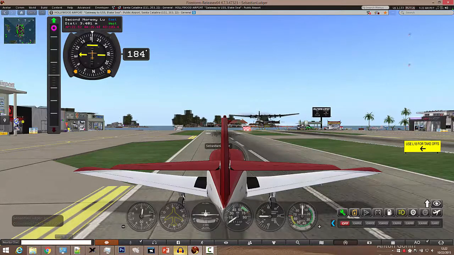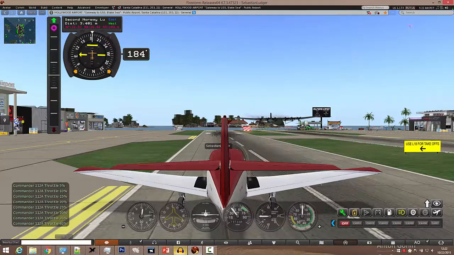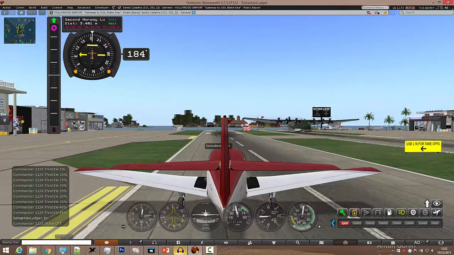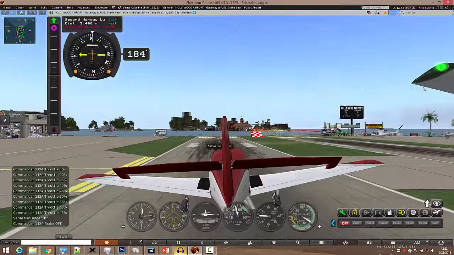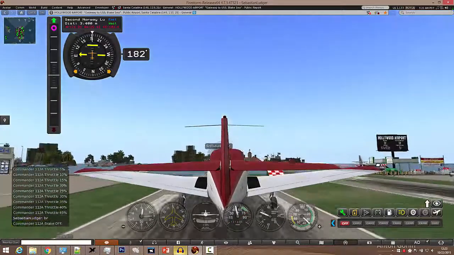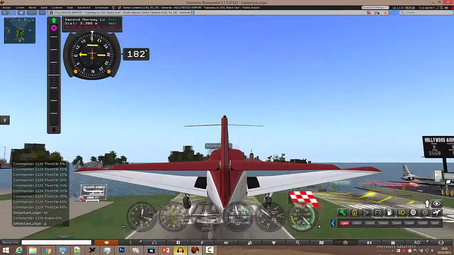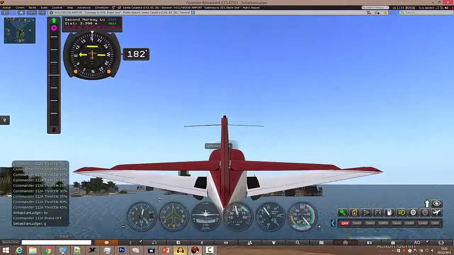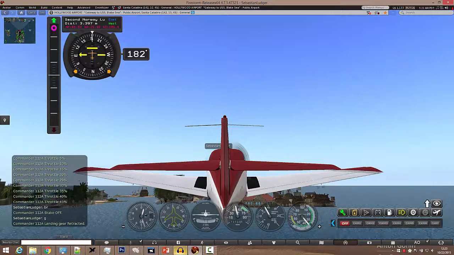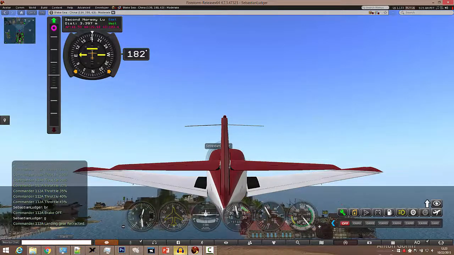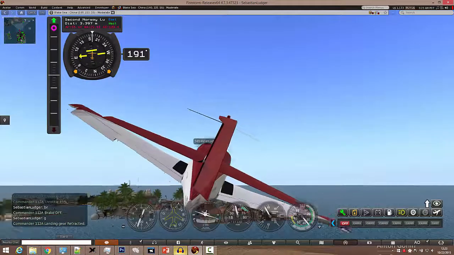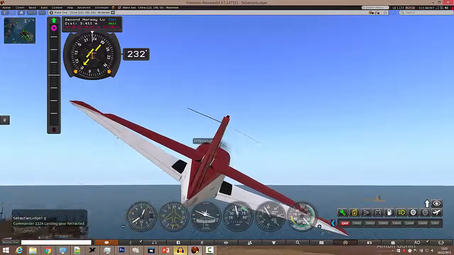So what I'm going to do here is just take off to start our lesson. Here we go. Wait to about 30 knots, take off, raise the gears. Alright, and now I'm going to fly to the point where we can start seeing how to make corrections to the landing.